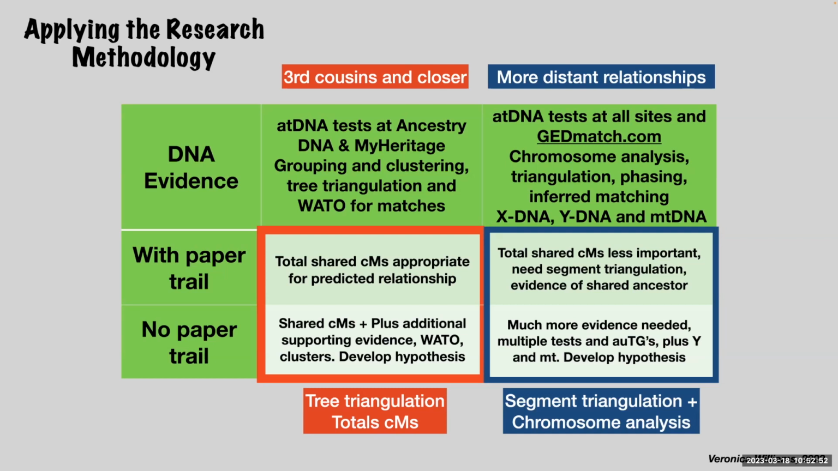Over on the right-hand side, for your more distant relationships, the total shared centimorgans becomes less important, as we know, because of recombination and the strange things that can happen with recombination, in that not everyone gets the same amount of DNA from those ancestors. And so you need to do a lot more work in terms of looking at other people's tests and that sort of thing to confirm evidence of a shared ancestor.